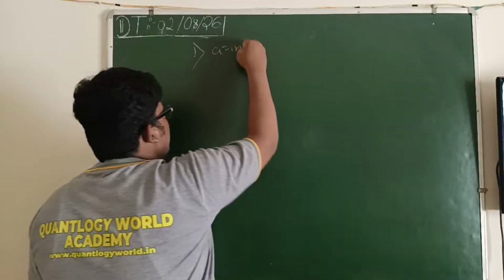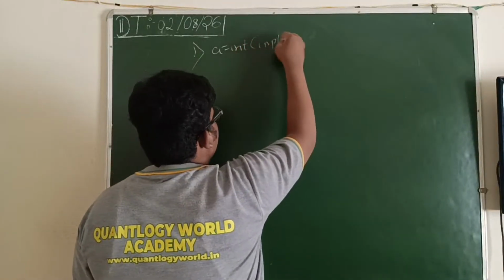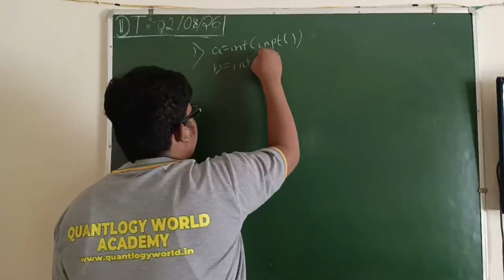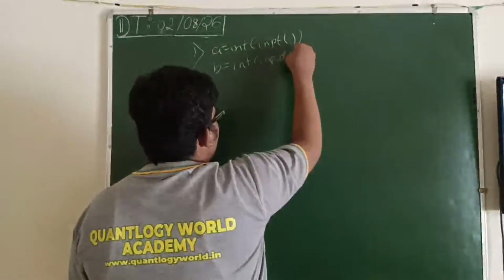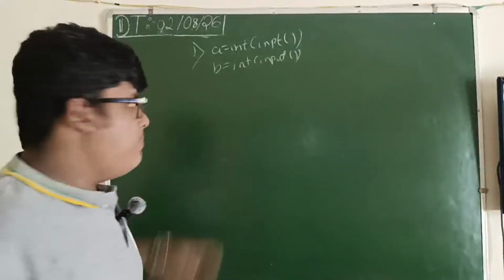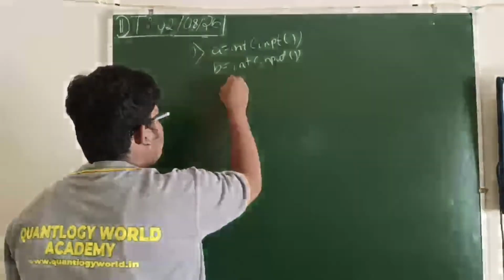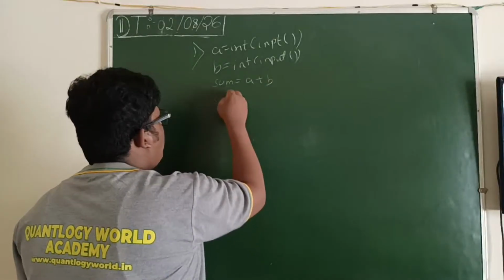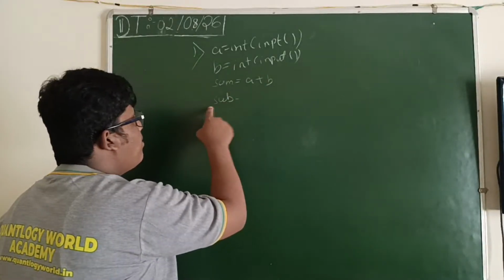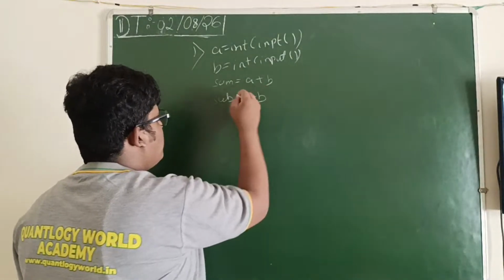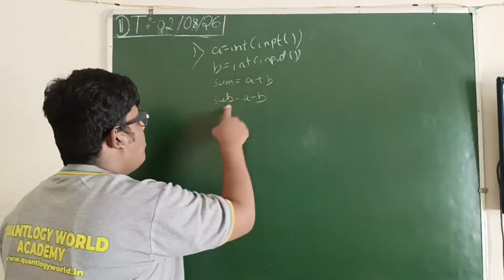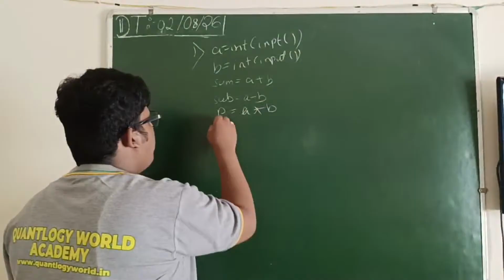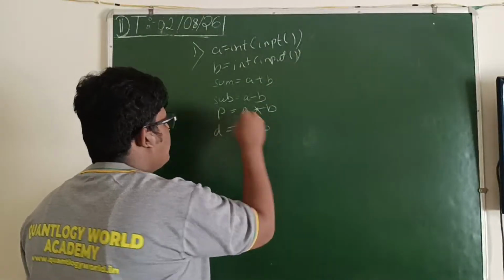First we will input the first number, a equal to int input, b equal to int input. The two numbers we have taken in integer data type. Then for sum, s equal to a plus b. Then for subtraction we will use the variable sub equal to a minus b. Then for product or multiplication we will use p equal to a asterisk b. For division, a slash b.